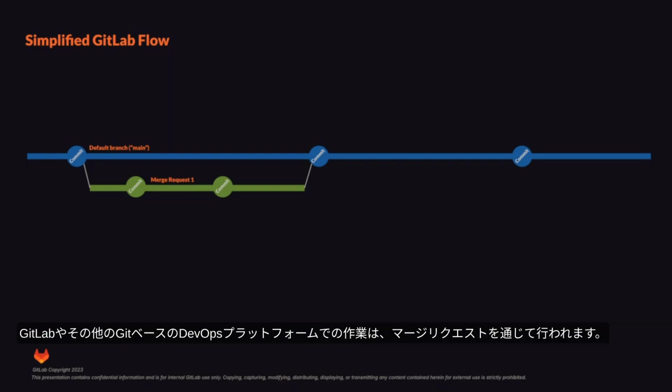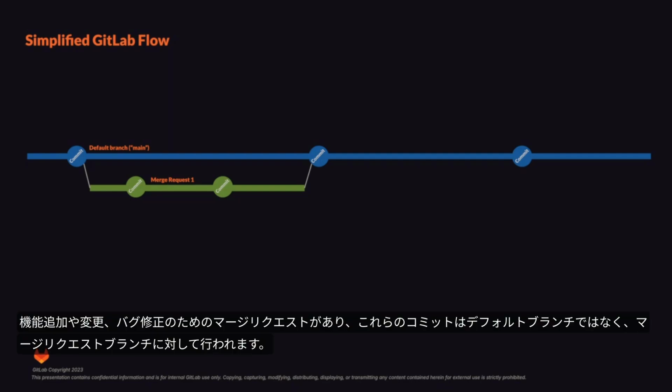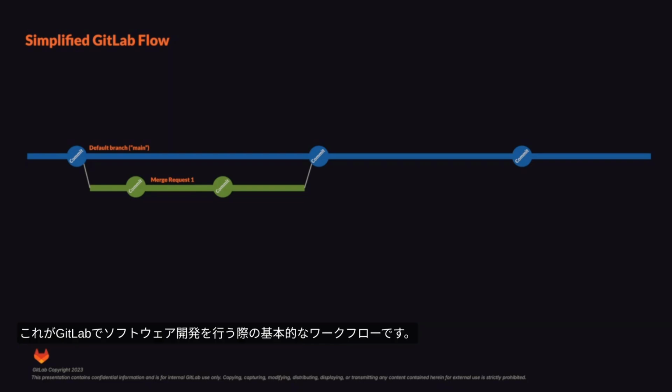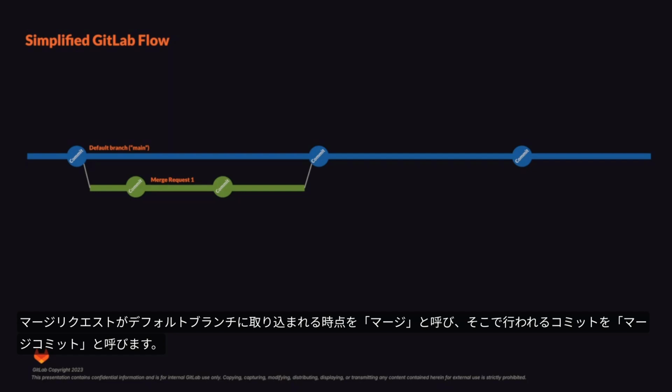Now, the way you work with GitLab and its other Git-based DevOps platforms is in merge requests. So you have a merge request for a feature or a change or a bug fix that's going into this project. And instead of those commits going onto the default branch, they go onto the merge request branch. So this is the basic workflow for using GitLab for software development. Now, the point at which the merge request is brought back into the default branch is called the merge. And that commit that happens right there when the merge happens is called the merge commit.